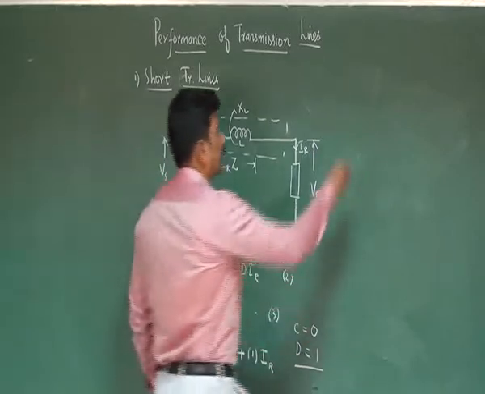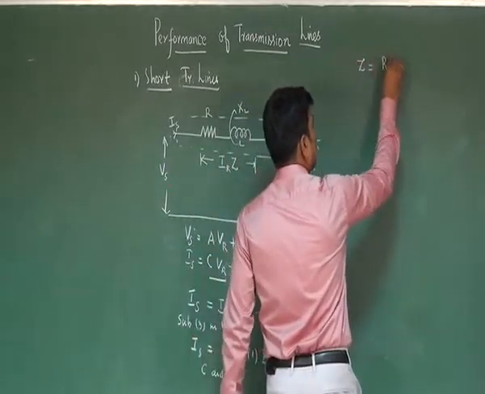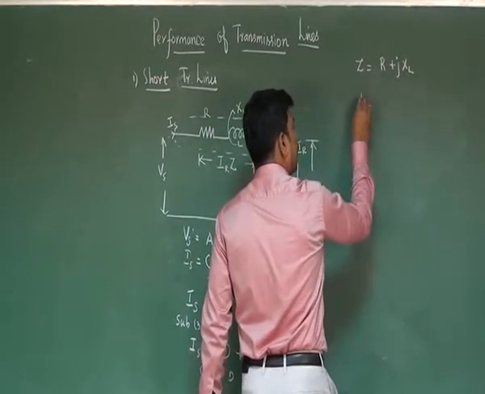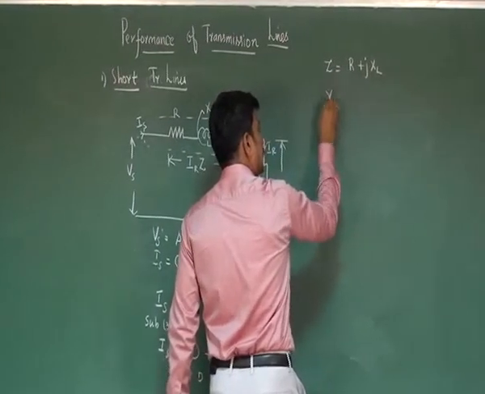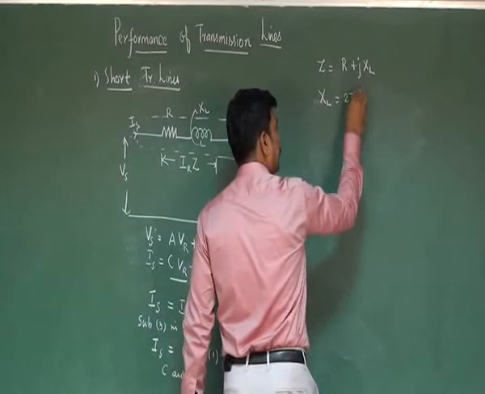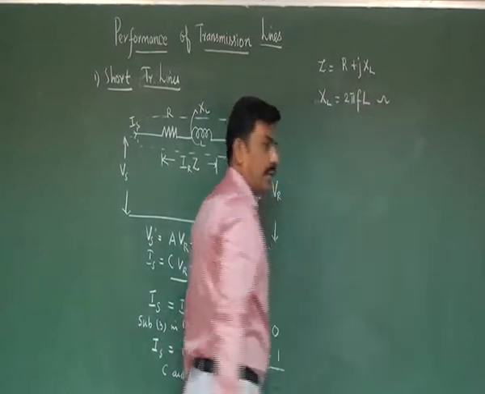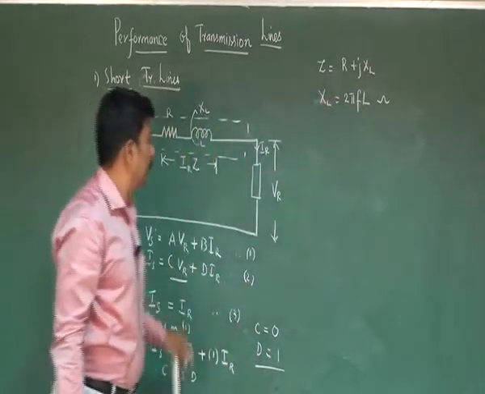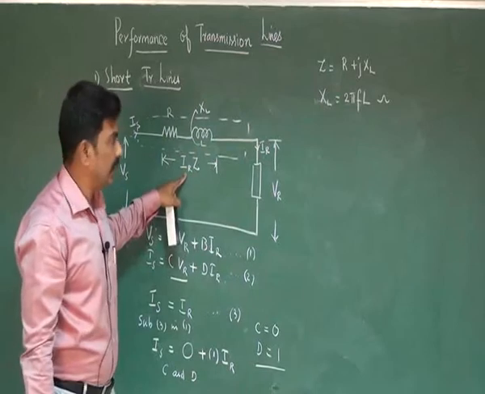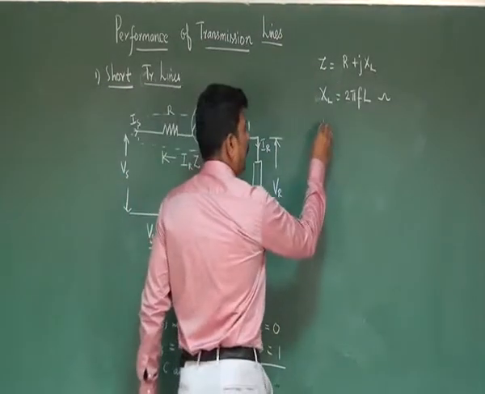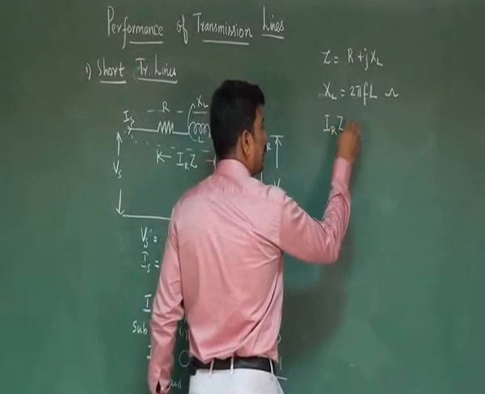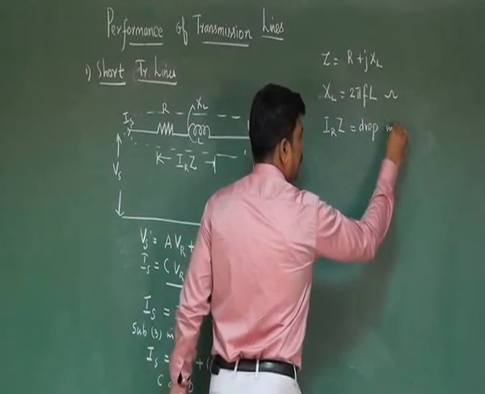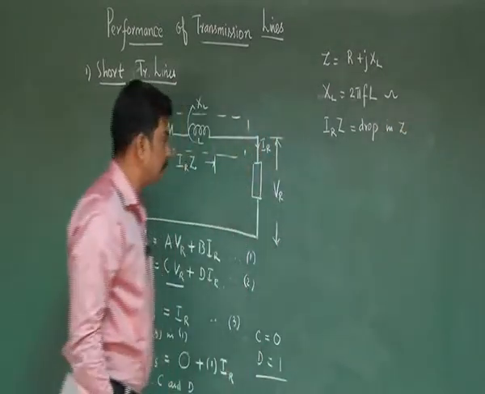Actually, Z is R plus jXL. XL is obtained from the inductance, that is XL is equal to 2 pi FL ohms, that everybody knows about it. Once you find the combination of R and jXL, and once you know the value of receiving current, it is easy to obtain the drop across the impedance. This is the drop in the series impedance, right.